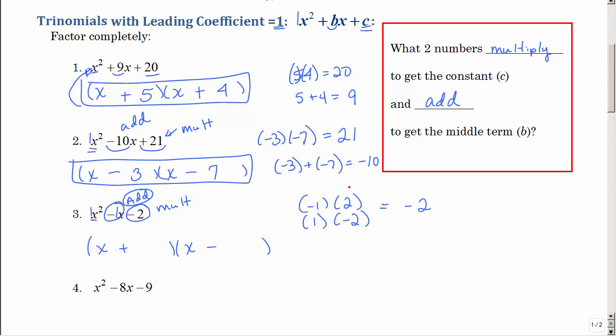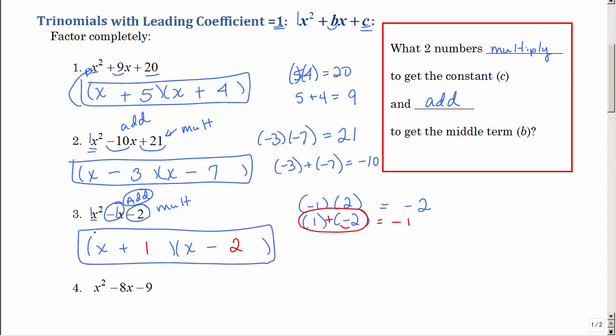Which way would we have to add them to get a negative 1? It would have to be this one, right? Because when we add, we take the sign of the larger one. So we need a negative 2 and a positive 1. Double check, multiply it back out, see if you get what you started out with.